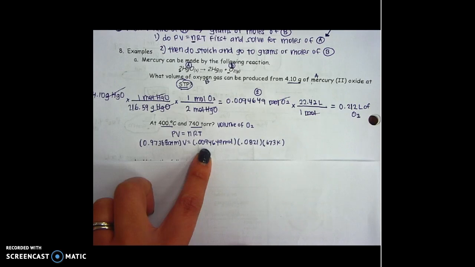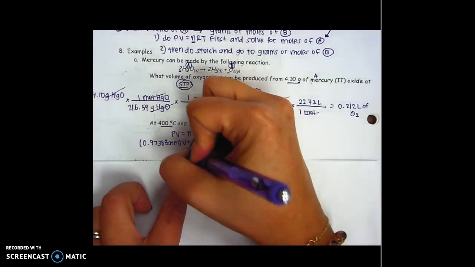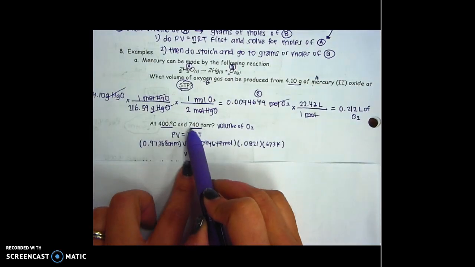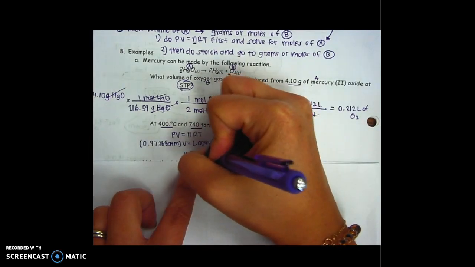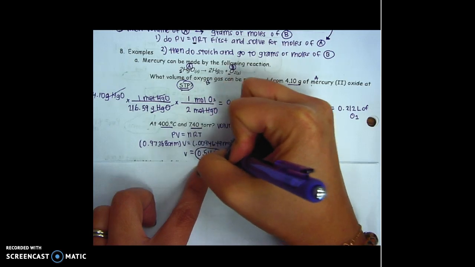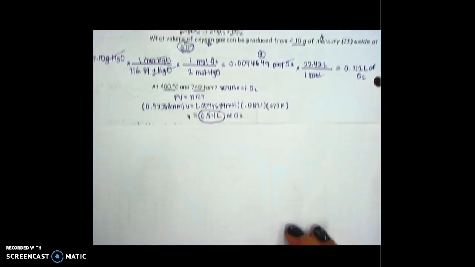0.0094649 times 0.0821 times 673, and then divided by 0.97368. And my volume comes out to, again, this time we have 2 sig figs because of the 740 right there, 0.54 liters of O2 gas. So you could see how that worked out right there.